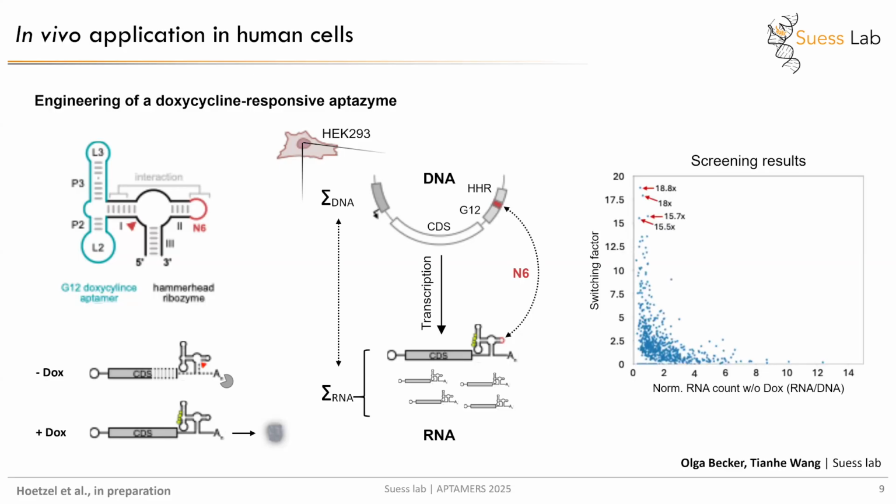And what we came up with is here on the x-axis, these are the counts without doxycycline, so when it's active. And on the y-axis, we have the switching factor. We have some candidates that show switching efficiencies between 15 and 18-fold, which is pretty good, because the original construct for tetracycline with the hammerhead ribozyme had, I think, in the best case, around 4.5. So we massively increased the switching efficiency.